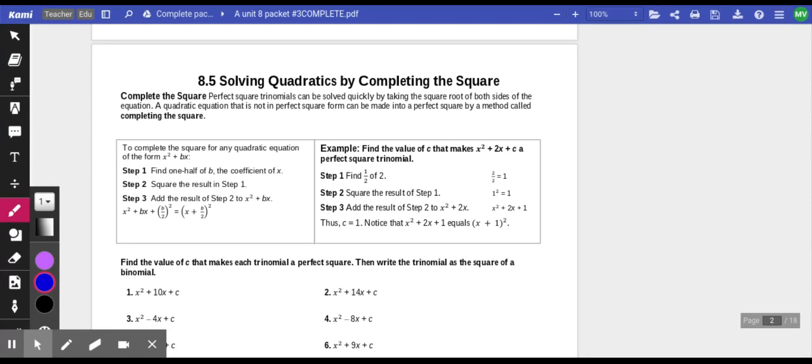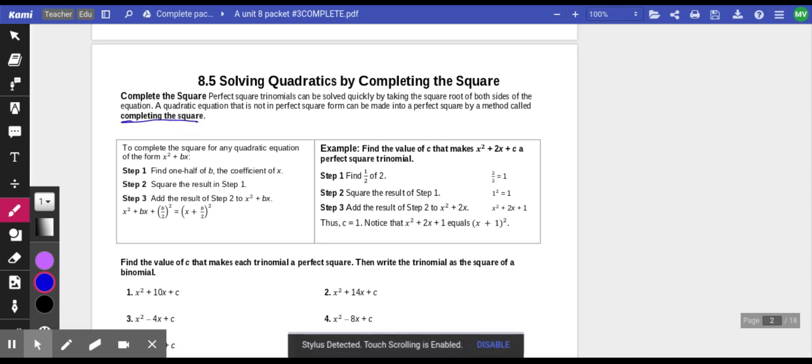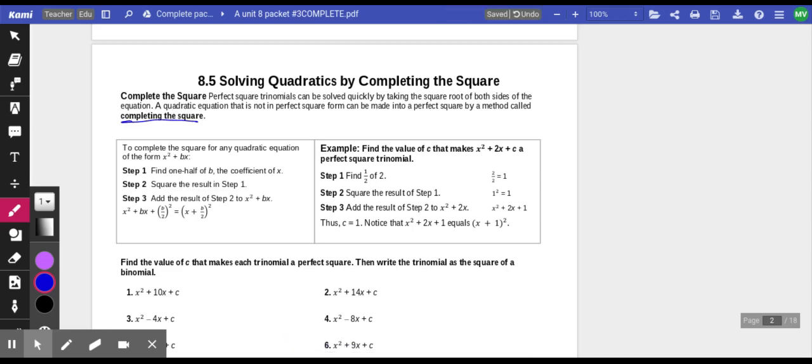Perfect square trinomials can be solved quickly by taking the square root of both sides of the equation. A quadratic equation that is not in perfect square form can be made into a perfect square by completing the square. So, to complete the square for any quadratic of the form x squared plus bx, notice that a equals 1.